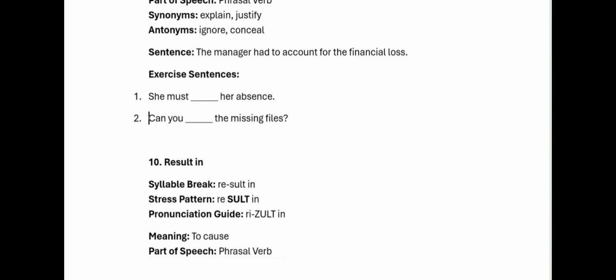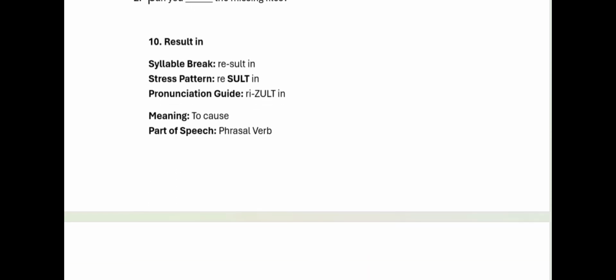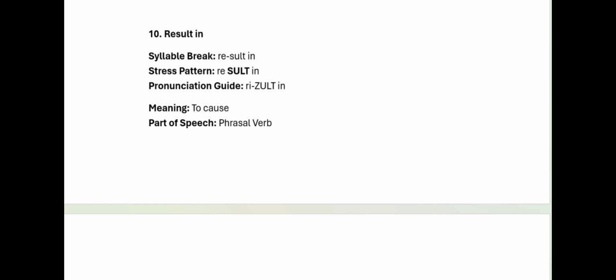Now, the next word is again a phrasal verb, which is result in. It's a two-syllable word. The stress is on the second syllable, sult, S-U-L-T. S-U makes the Z sound. Result, re, R-E. The E here is the short vowel. So result. The meaning of the word is to cause, to make something happen. The part of speech is phrasal verb.